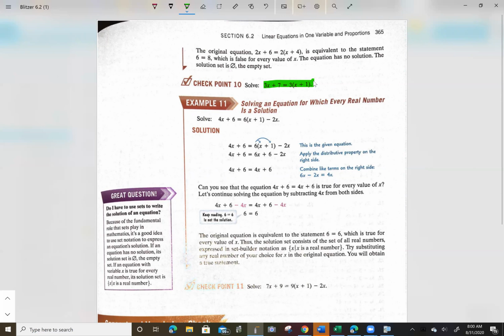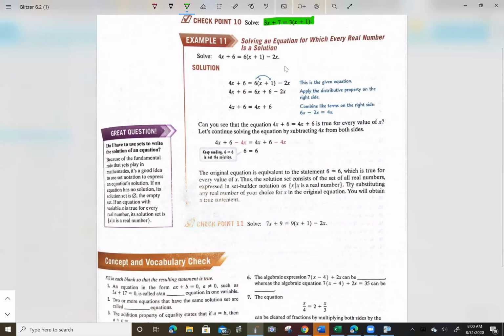Then we're going to get into what it looks like to solve an equation for which every real number is a solution. This means after they simplify it, these should be exactly the same on both sides. So they distribute the 6 on this side and they get 4x plus 6. Well, that was already what we had on the other side. So these two lines are exactly the same. If you simplified it, you would literally just get 6 is equal to 6, and then if you subtract 6 from both sides, 0 is equal to 0.